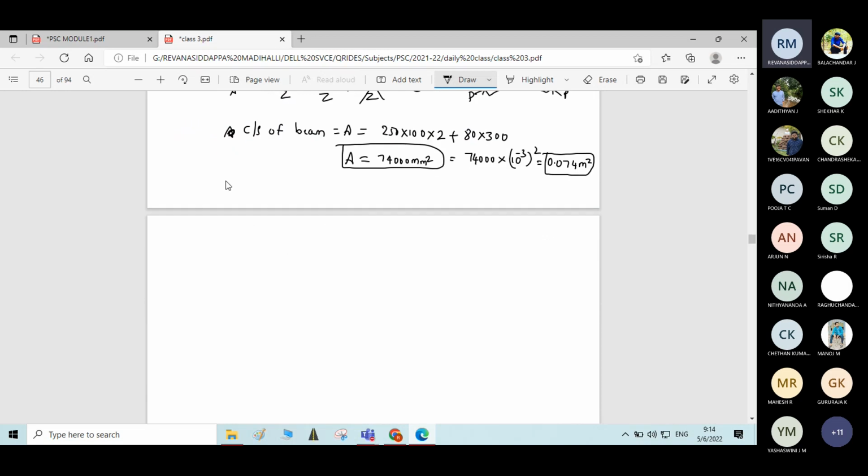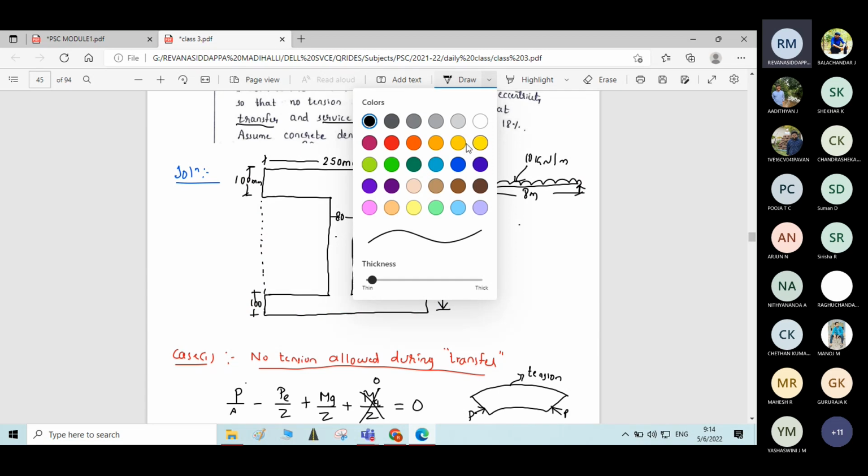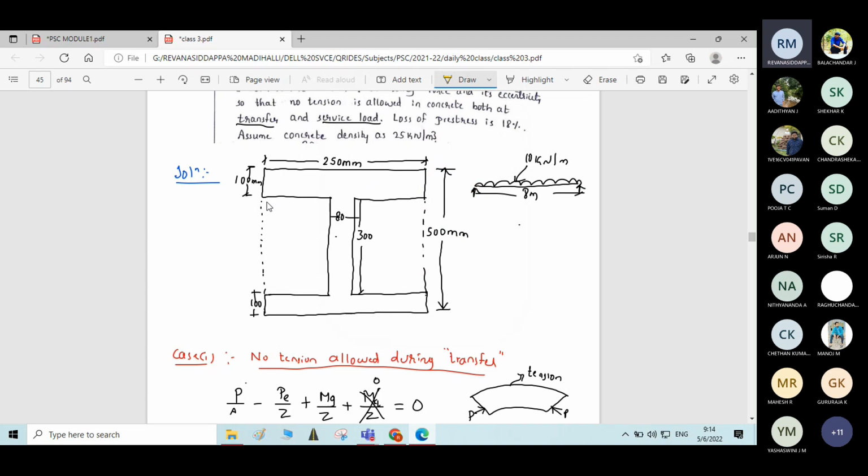We know that section modulus Z is equal to I by Y, where I is the moment of inertia. So first calculate the moment of inertia of the I section. How will you calculate it? It is a symmetric I section. The easiest way of calculating the moment of inertia of a symmetric I section is the one we calculated before for a similar kind of problem. Let me hash this portion.